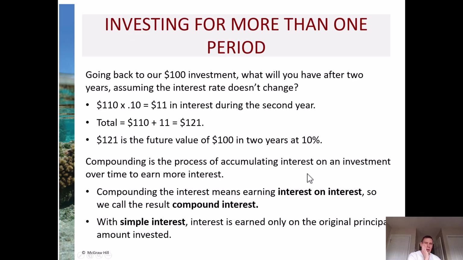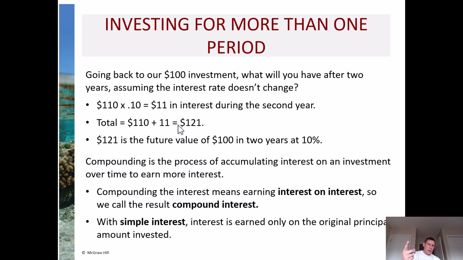What if you invest for more than one period? This scenario, of course, is more likely. Let's get back to the $100. What will you have after 2 years, assuming the interest rate doesn't change? Then you would have 110 times 0.1, which is $11 of interest during the second year. So the total is the 110 plus the $11 of interest, and we get 121. That 121 is what it would be worth at the end of year two: the future value of the $100 you invested at the beginning, over 2 years at 10%.